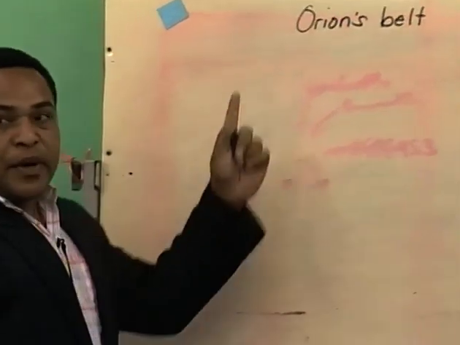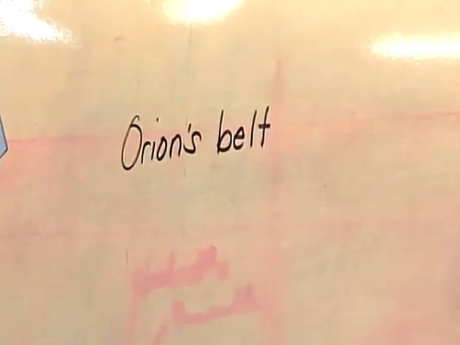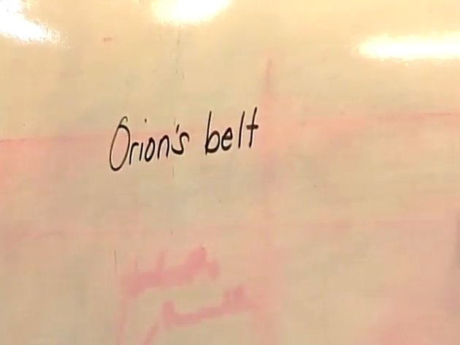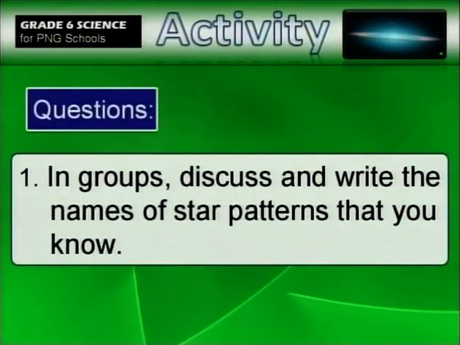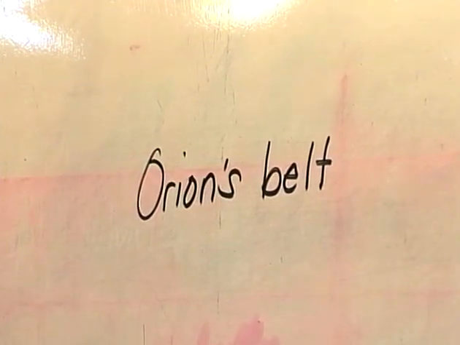Okay, these star patterns are used by the Greek people. So when these star patterns appear in the sky, they know that it's time for hunting. Okay, so it is used by the Greek people. Okay, what else?